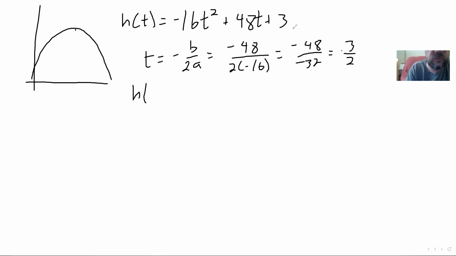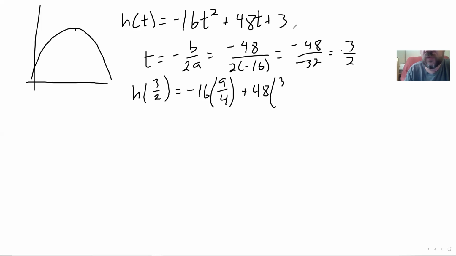h of 3 over 2 is minus 16 times 9 over 4, which is 3 over 2 squared, plus 48 times 3 over 2, plus 3. The 16 and the 4 will cancel, and I'll have 4 left, so I'll have minus 36 here, plus 72, plus 3, which is 39 feet.